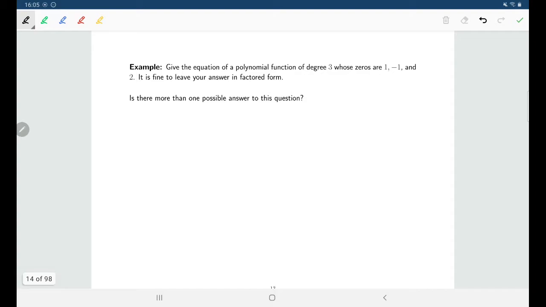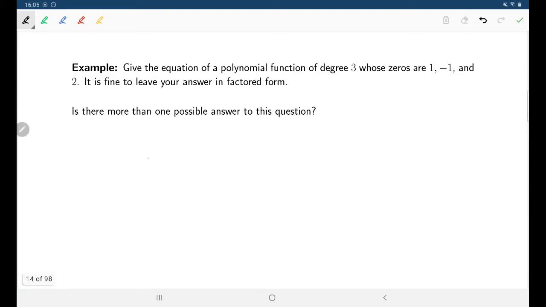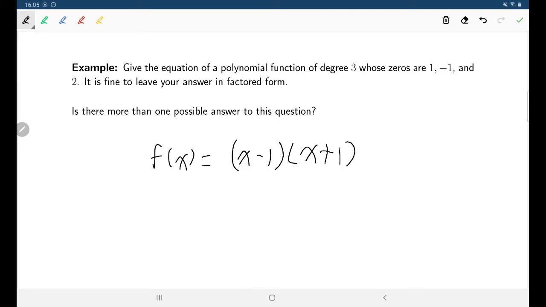All right, so if we've got a polynomial function of degree 3 and the zeros are 1, negative 1, and 2, then one very easy answer that you could give would be that the zeros are 1, negative 1, and 2, which means that x minus 1 needs to be a factor. That's where x equals 1 would come from. x plus 1 would need to be a factor. That's where x equals negative 1 would come from. And x minus 2 is a factor because that would be where x is equal to 2 would come from.